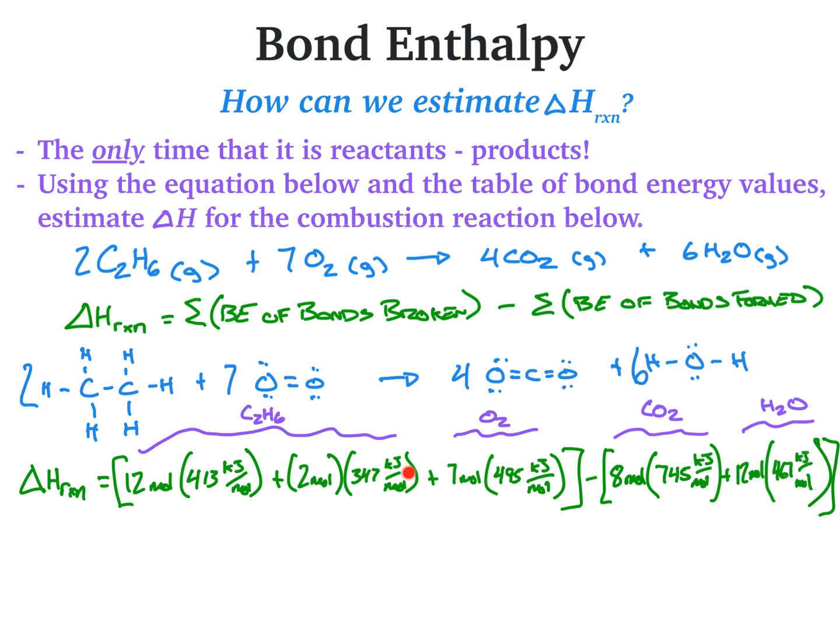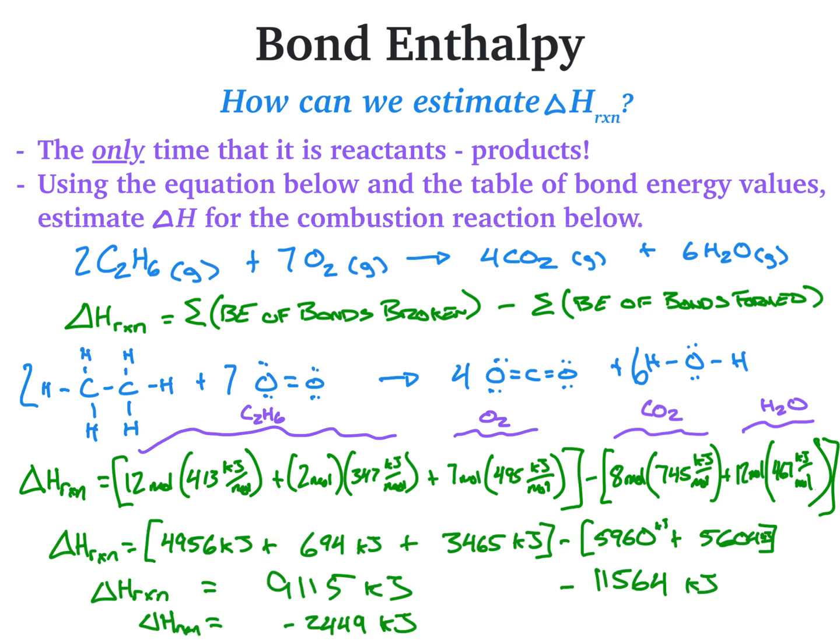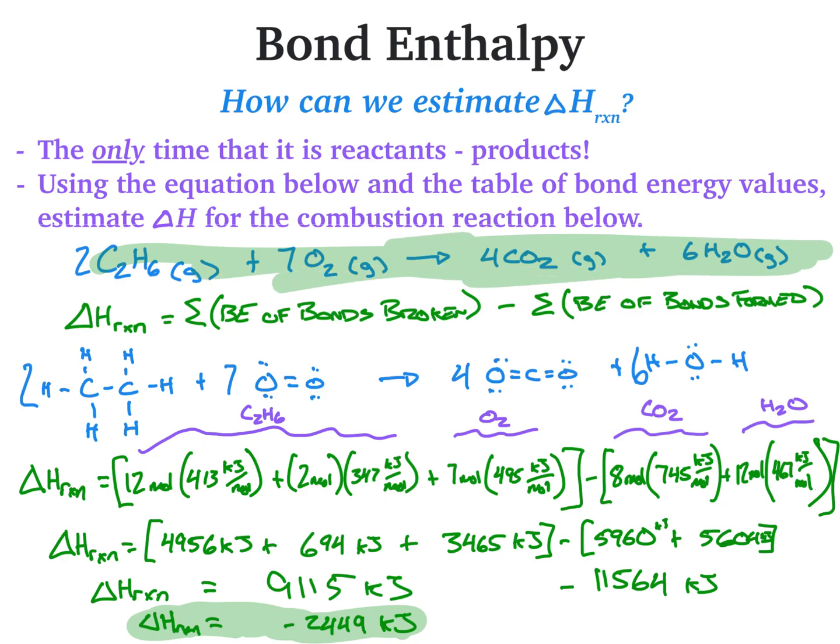And so now I can take all of this and plug it into my calculator and figure out my delta H. When I type all of this into my calculator, I get that for this combustion reaction, an estimate of delta H is negative 2,449 kilojoules of energy will be released for these exact amounts in the balanced chemical equation. So this right here is bond enthalpy, and this is what we can be expected to do with these different calculations, to estimate this.